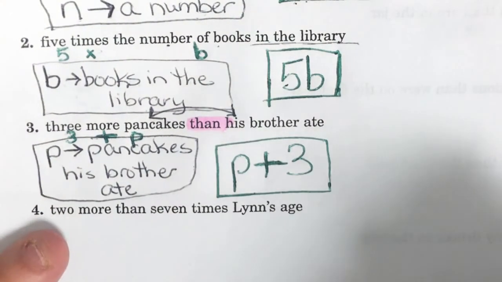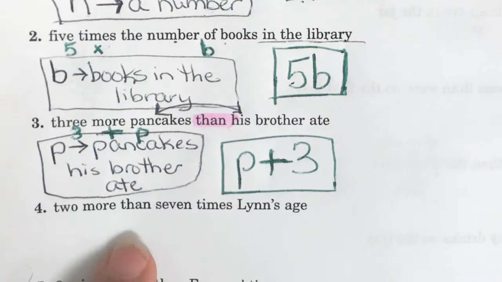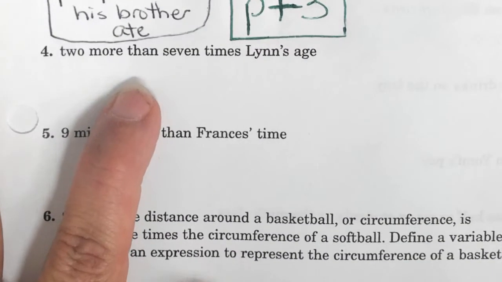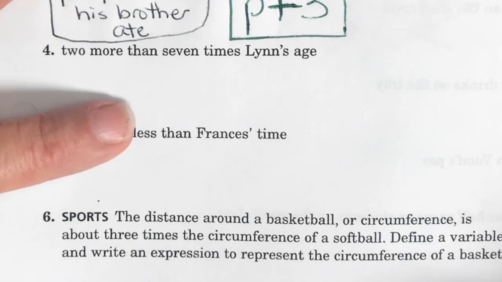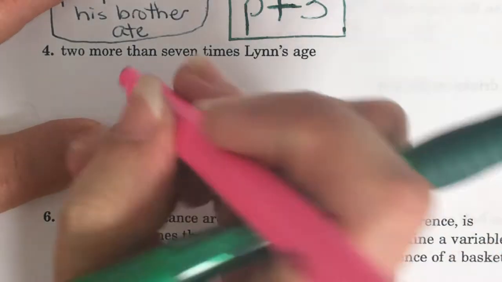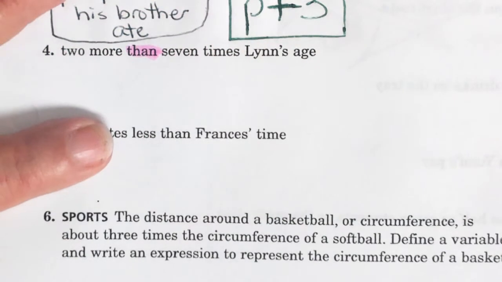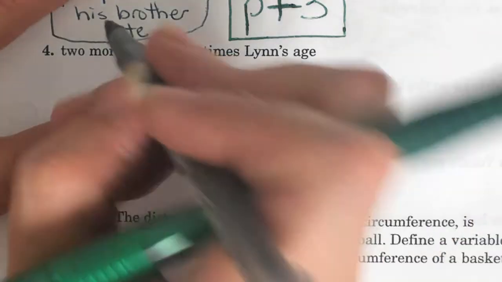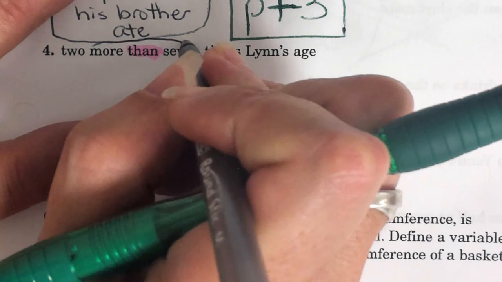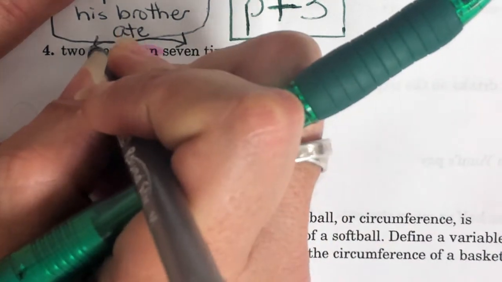Here we go. Number 4: 2 more than 7 times Lynn's age. "Then," yes. Guys, if you're not writing this down, I hate to be mean to parents, but half your parents are going to be lost if you try to just go home and learn it from them. This is some rough stuff.